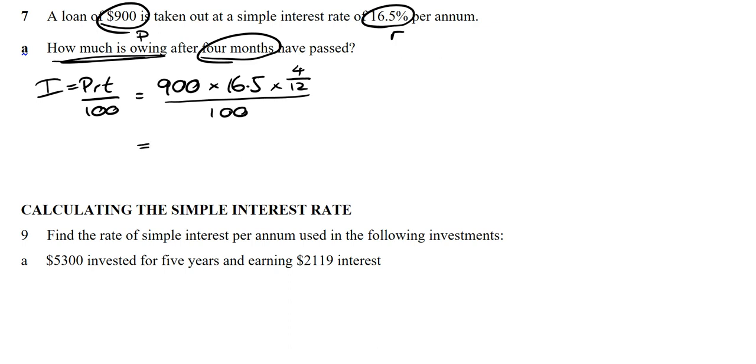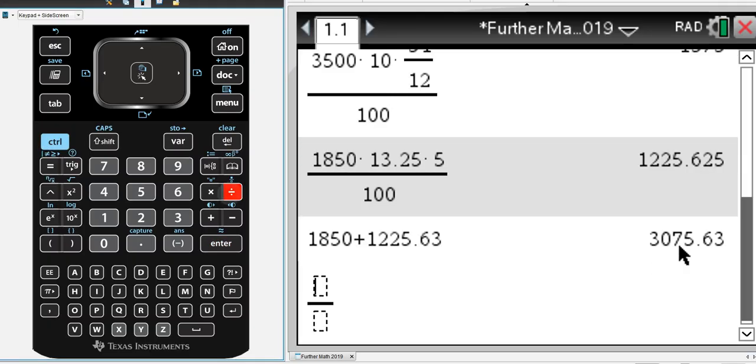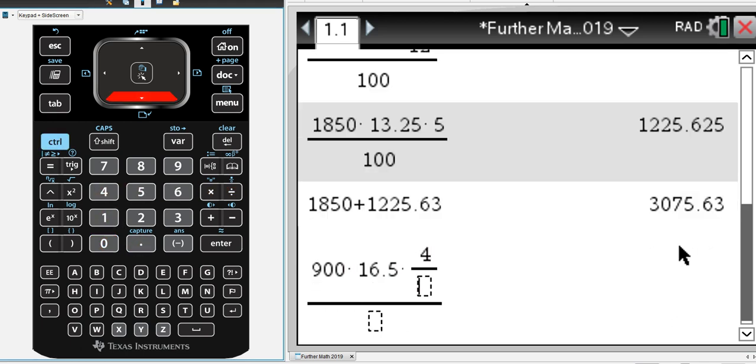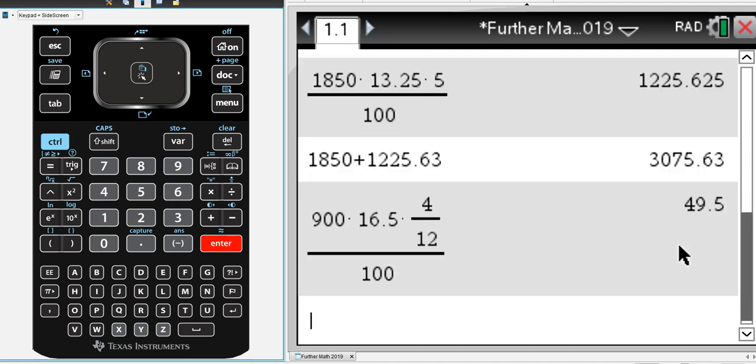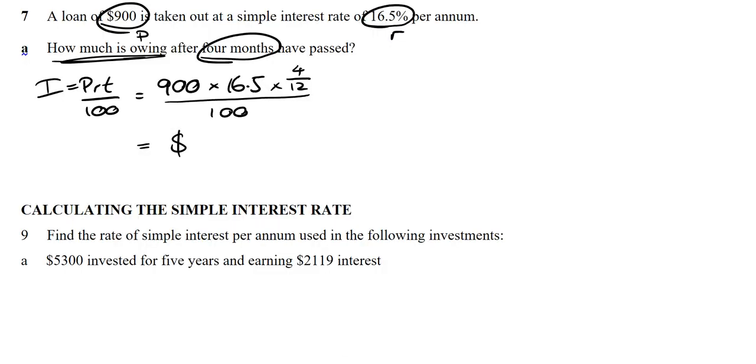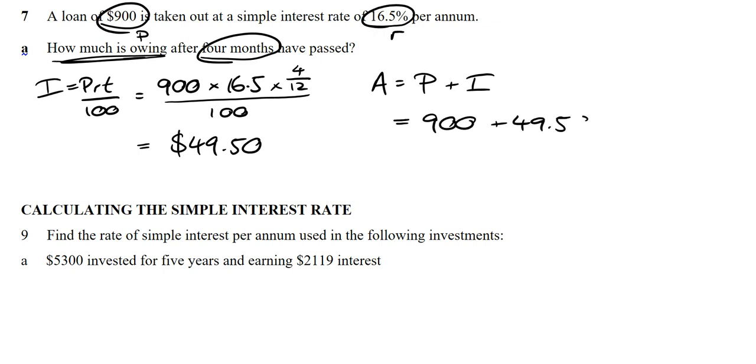I'll plug that into my calculator. So it's 900 times 16.5 times 4 over 12 over 100. Get $49.50. 2 decimal places because we're doing financial maths. So the amount owed will be the principal plus the interest, which is 900 plus $49.50, which is $949.50 is how much is owed at the end of the 4 months.